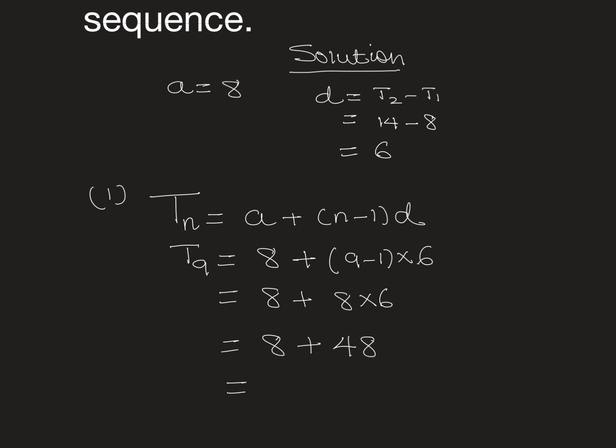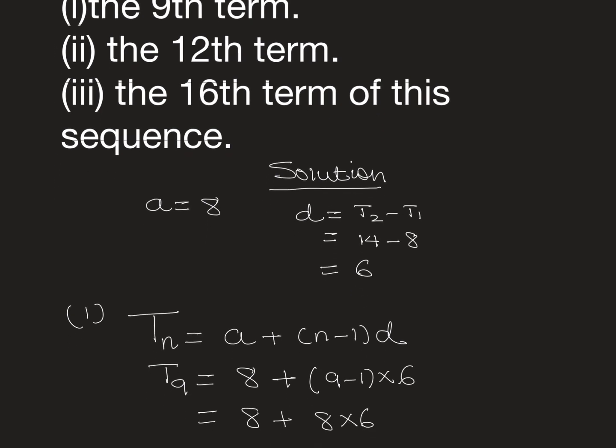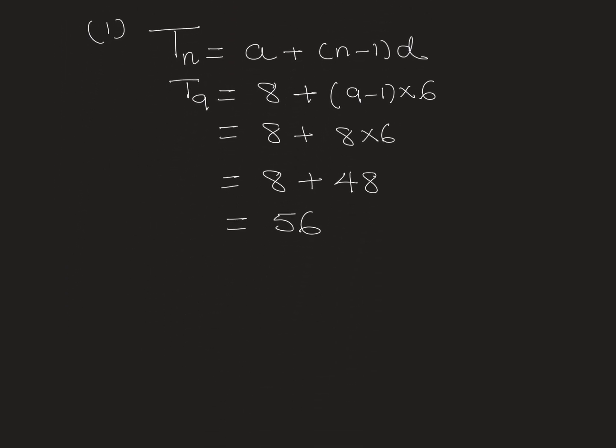And 8 plus 48 is 56. So the 9th term is 56. So the second question is asking us to find the 12th term.